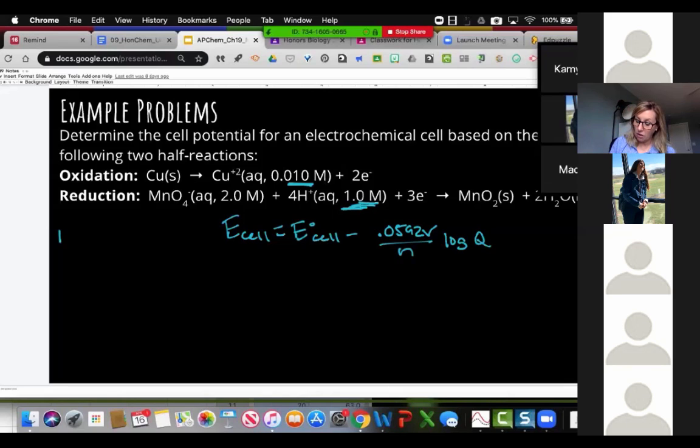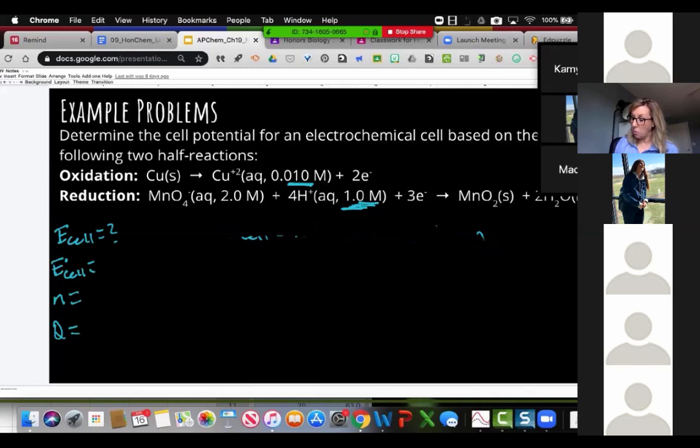So E cell, and we're going to run out of room here, so I'm going to have to erase some stuff as we go. That's what we're looking for. We need the standard E cell, which we're going to calculate. We need to know the number of electrons, and we need to know what Q is. Okay, so I'm going to erase this for now so we have a little more room here.